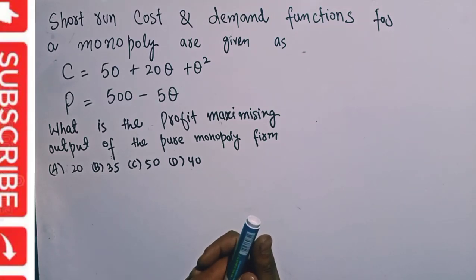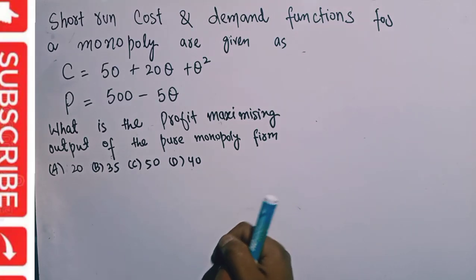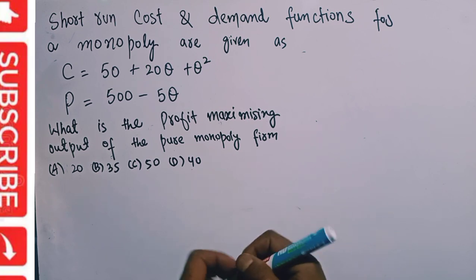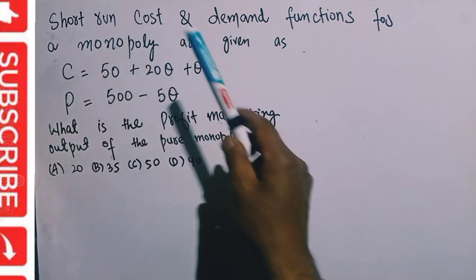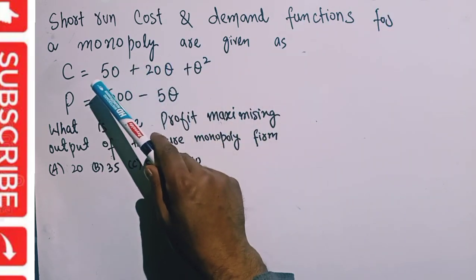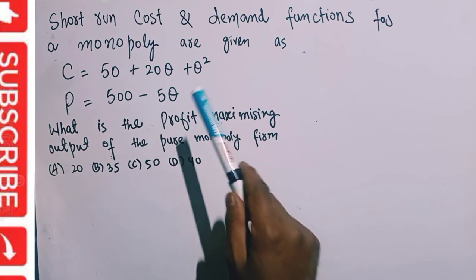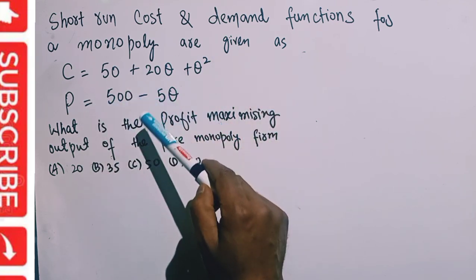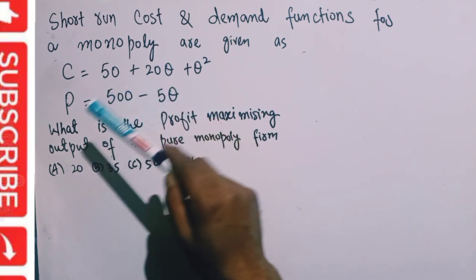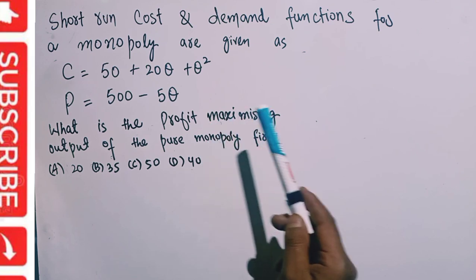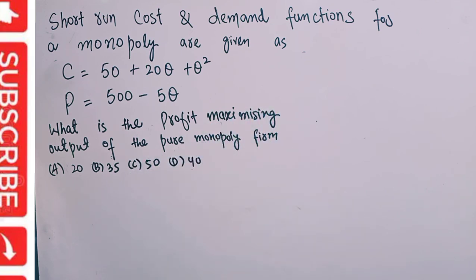In this video, we will learn how to find out the profit maximizing output of a pure monopoly firm given the cost and price functions. The question is, short-run cost and demand functions for a monopoly are given as cost function C is 50 plus 20q plus q square, and inverse demand function is P is equal to 500 minus 5q. Q denotes the output, P is the price, C denotes the total cost. We have to find out the profit maximizing output of the pure monopoly firm.